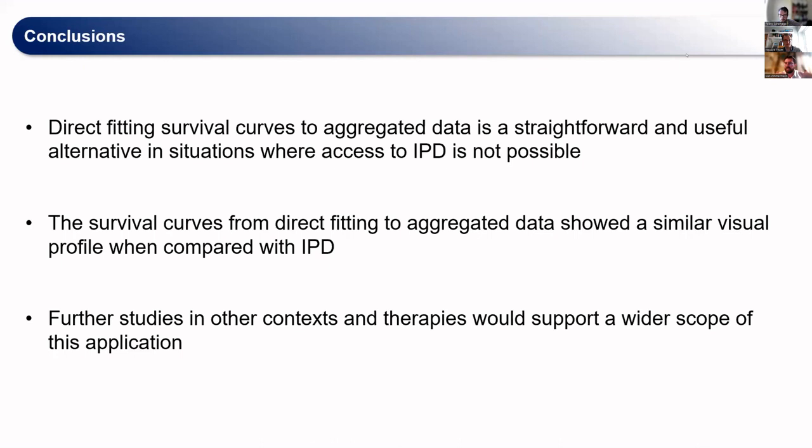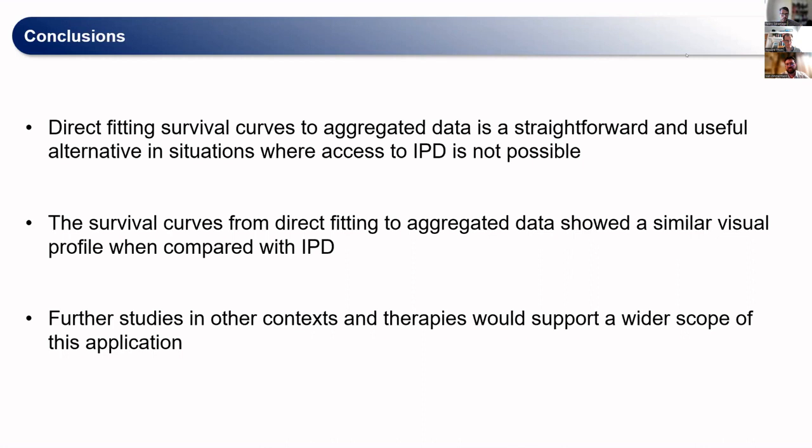But these are preliminary results. We need to run further studies in other situations, in other diseases. We also need to find the best way to choose the initial values. This is very important with the optimization algorithm. Based on the initial values, you can have a better fit or not. So we are working on this situation.